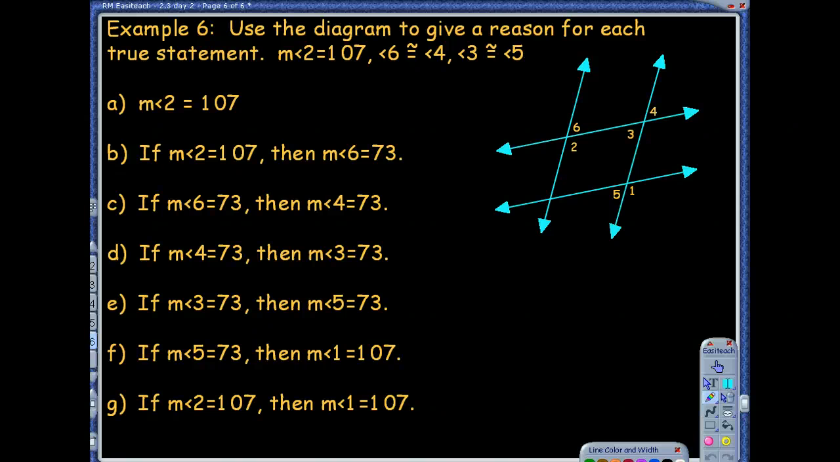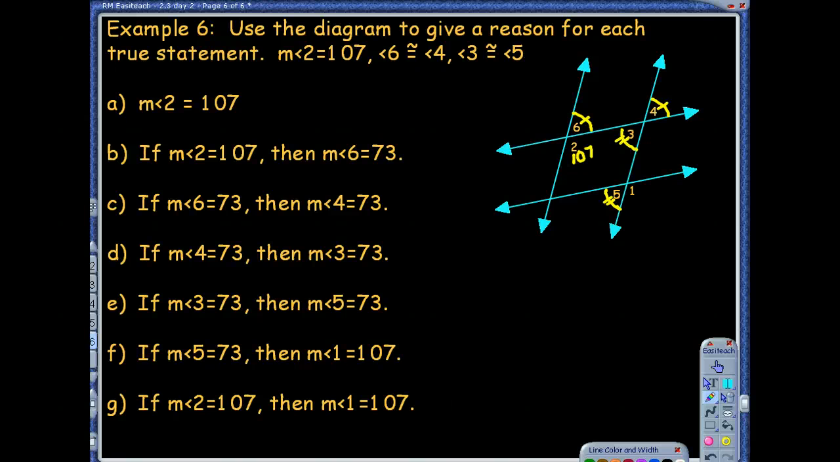Okay. And I'm going to mark our picture as we go too, because I want to make sure that we see all this. Since they give us some other information, the measure of angle 2 is 107. And then we know that 6 and 4 are congruent. So we're going to mark those with our little tick marks to make sure that we know that those two are congruent. And we know that 3 and 5. So I'm going to go ahead and put 2 congruence marks on those because they are congruent to each other, but not necessarily congruent to the ones that we have.